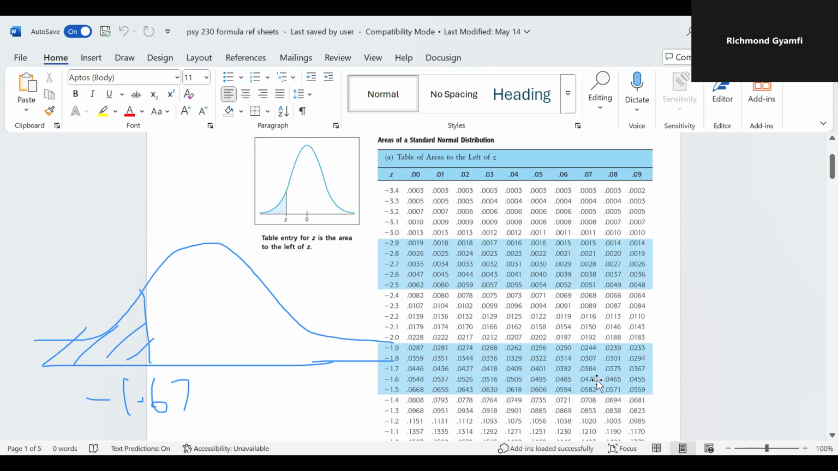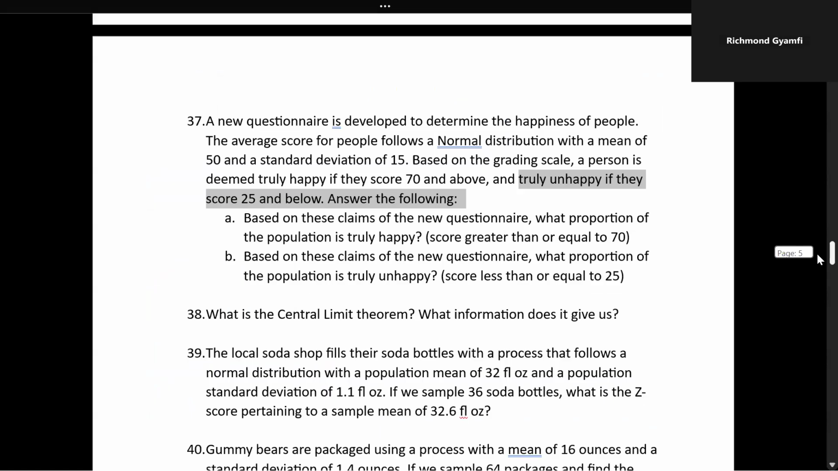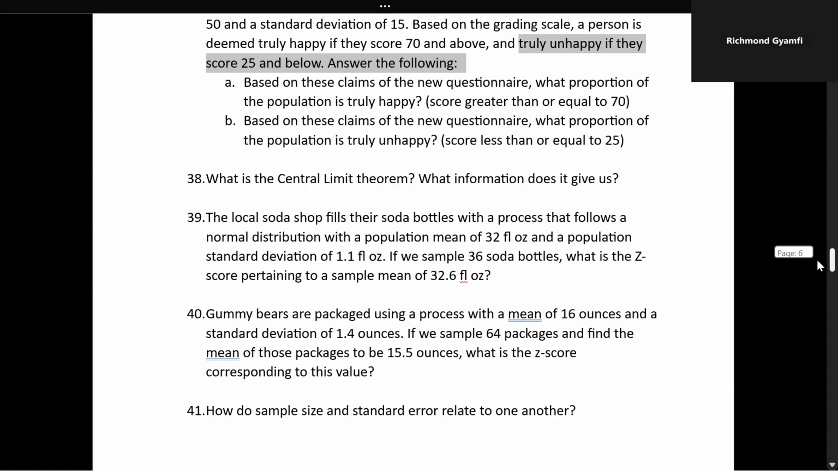0.0475. Oh, I think I'm tired. 0.0475, and that's it. All right. Yep, I'm tired, but let's finish it. Let's finish it. Let's go to problem 39.